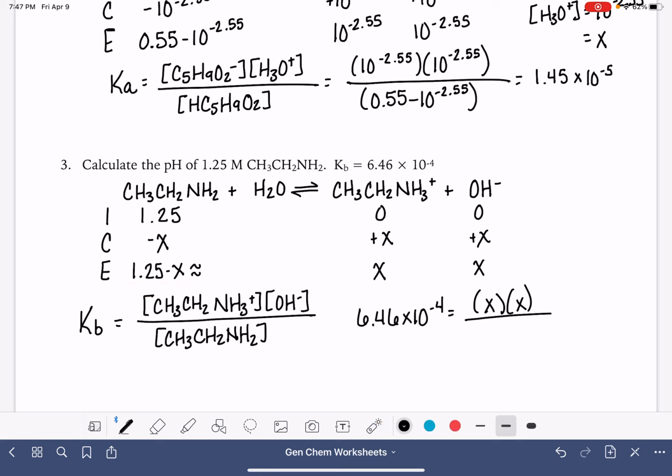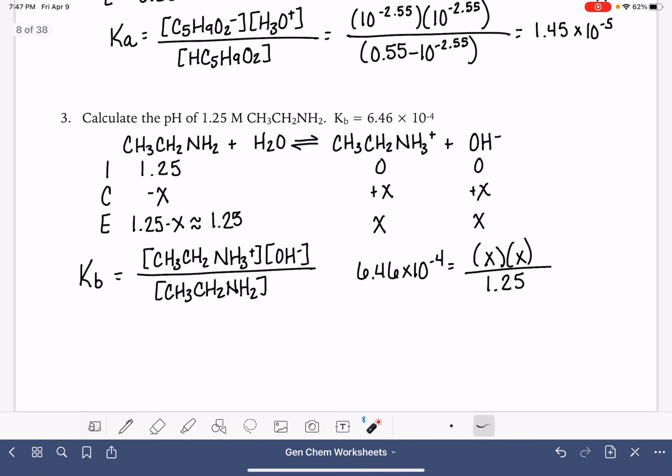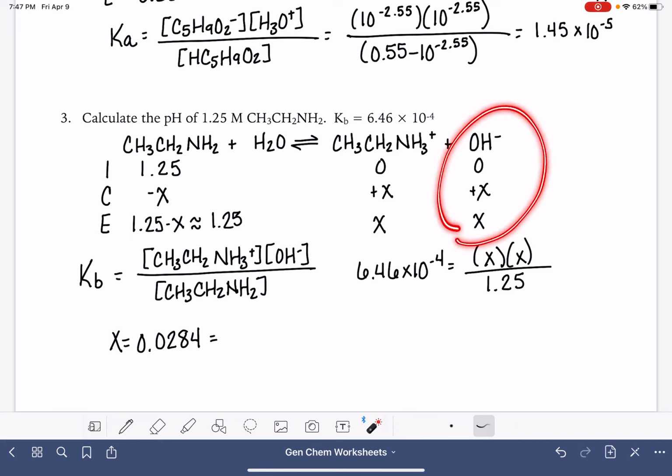Oh, but remember, we're going to make the assumption that X is really small, so this is just going to be 1.25. We're always going to be making this assumption with our acid-base equilibrium problems because the Ka and Kb values are so small, and this makes the problem so much easier to solve. So we are going to take this equation right here, and we're going to solve for X. 6.46 times 10 to the minus 4, multiply that by 1.25, and then take the square root, and that gives us an X value of 0.0284, and that is our OH minus concentration.